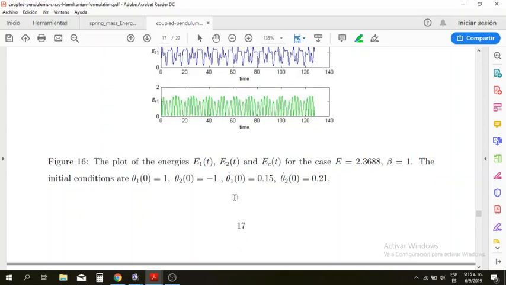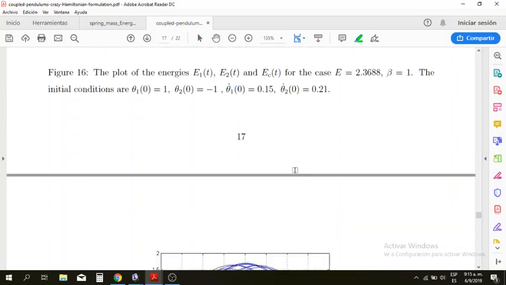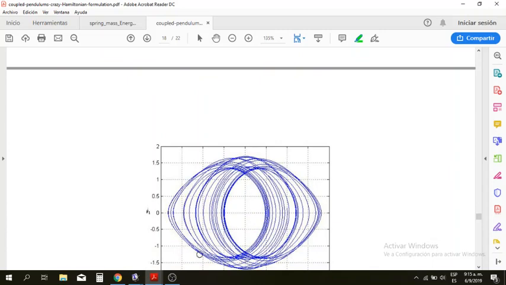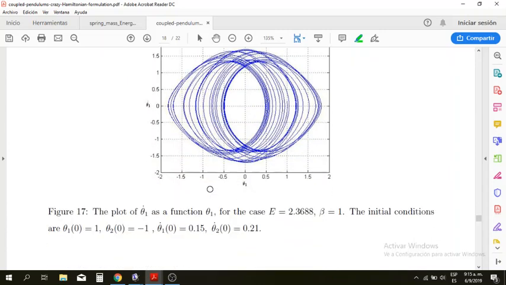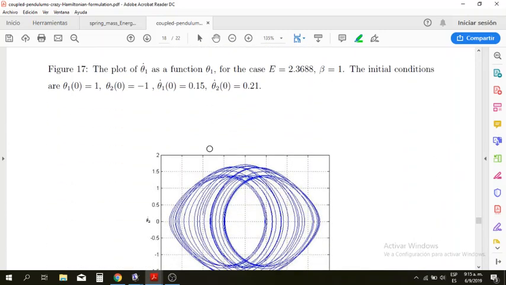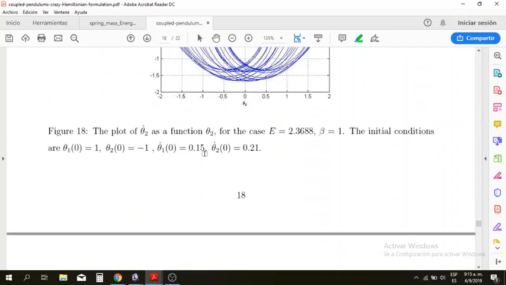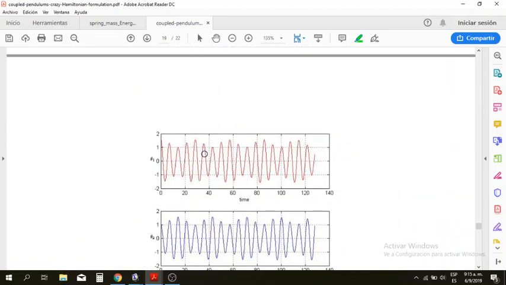And this is the case, beta equal 1 again. Now look, the phase diagram for the first pendulum and the phase diagram for the second pendulum. Let's move on to another case.